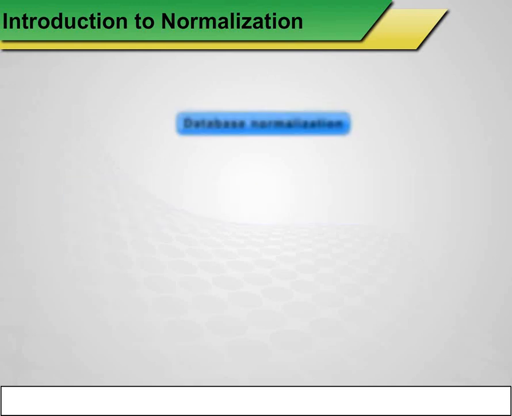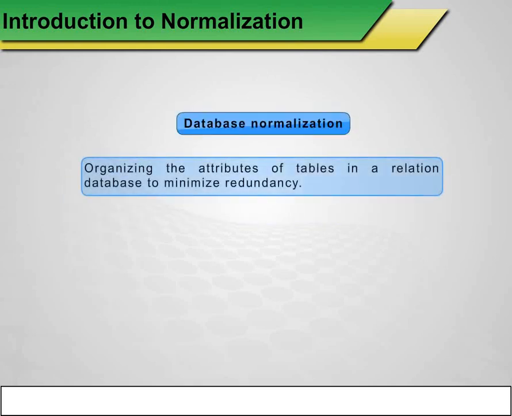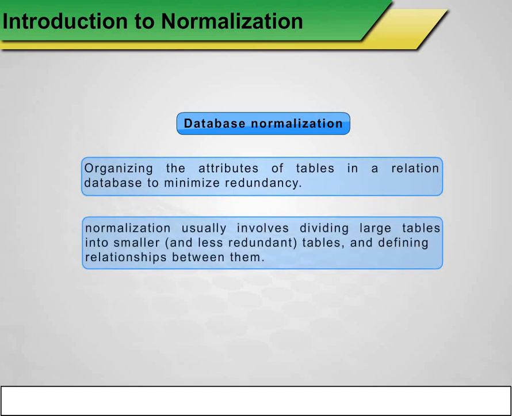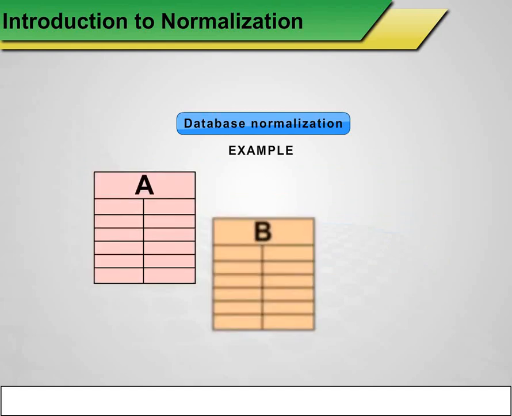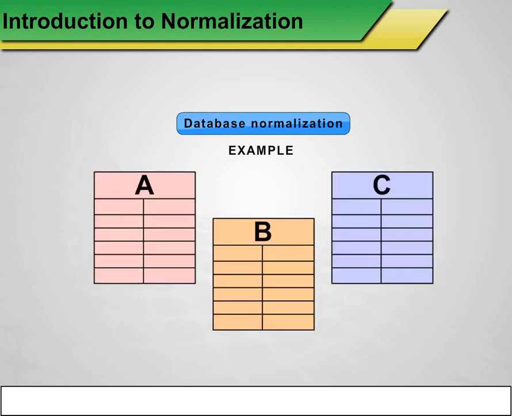Normalization. Database normalization: organizing the attributes of tables in a relational database to minimize redundancy. Normalization usually involves dividing large tables into smaller and less redundant tables and defining relationships between them. Example: A, B, C.